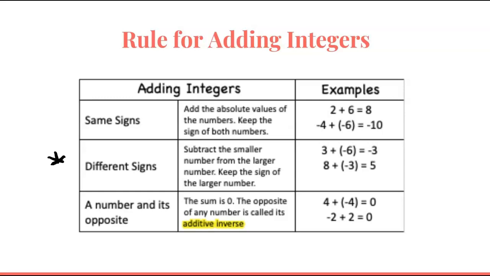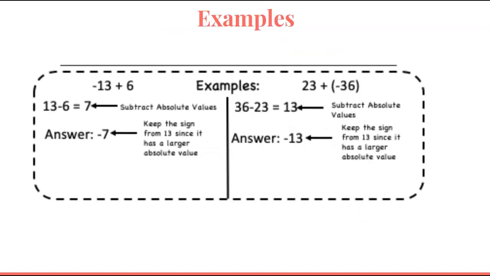So in our example here, we have negative 3 plus a negative 6. So we subtract the smaller number 3 from the larger number 6. 6 minus 3 is 3. And because 6 is a larger absolute value, we keep the sign that goes with the 6. So my answer is negative. Okay, so that's where I come up with negative 3. We'll do a couple examples in the next slide, and it'll start to be a little clearer. So here we have a couple examples.